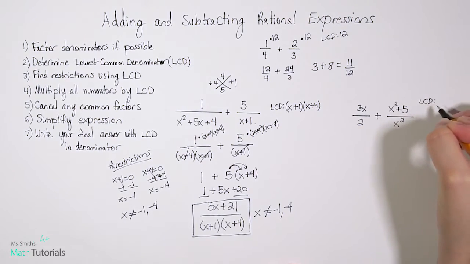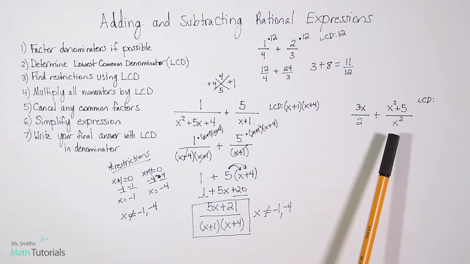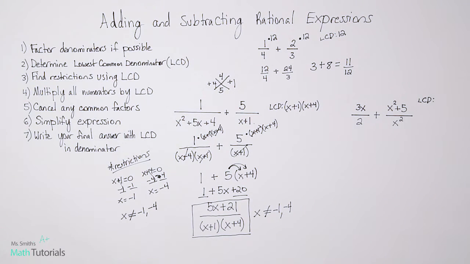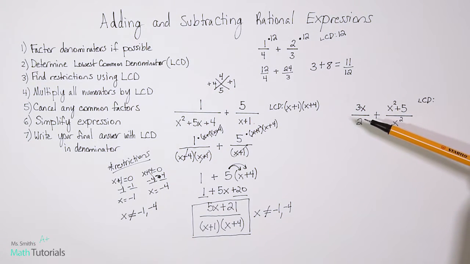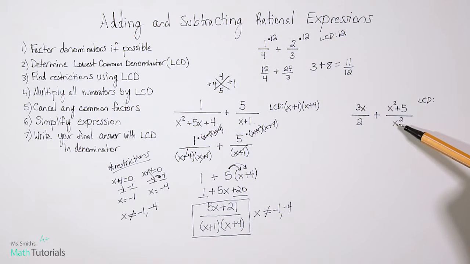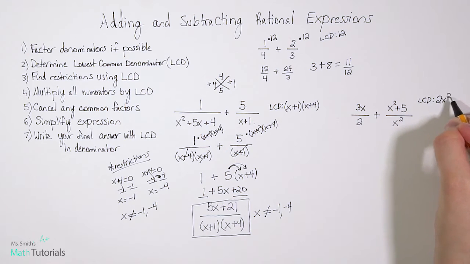It's always important to make sure you write your LCD out so it's very clear and you can refer back to it as you need to. Looking at my denominators, I have a 2 and I have an x squared. Again, for the LCD, we ask ourselves, what do the denominators have in common and what do they have different? In this case, they don't have anything in common. 2 and x squared, nothing in common there. They do have some stuff different though, right? This one has a 2 and that one has an x squared. So my LCD is just 2x squared.